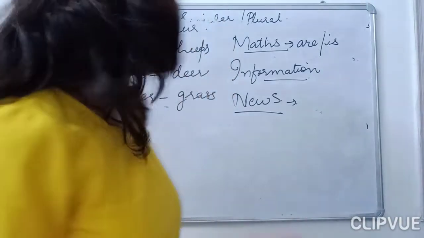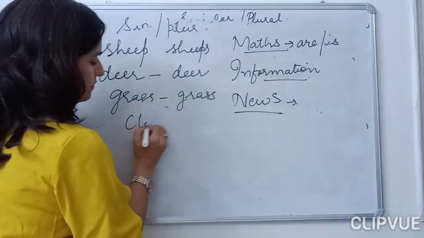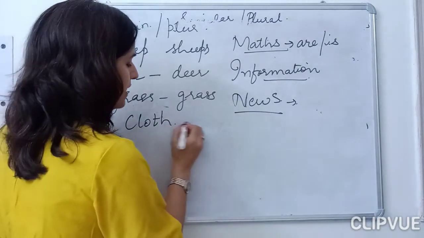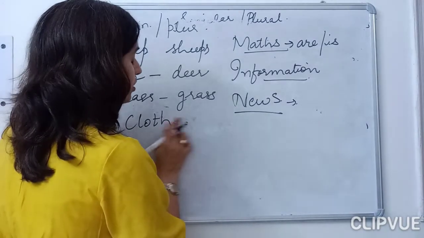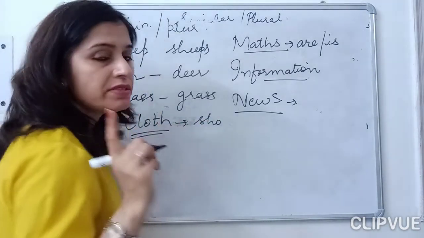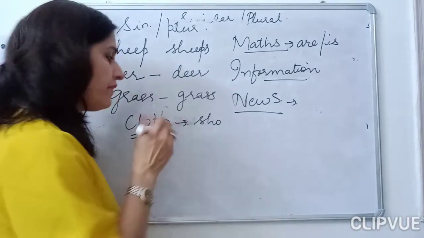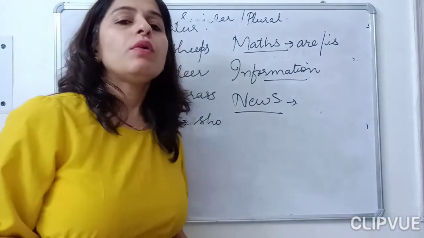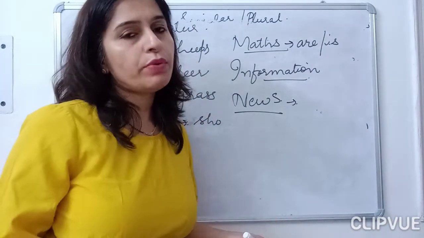See, you can take clothes. Cloth: you will not write it as clothes. Cloth is again, children, an uncountable noun. But when I say a meter, 1 meter, 2 meters, 4 meters, then it becomes a countable noun.